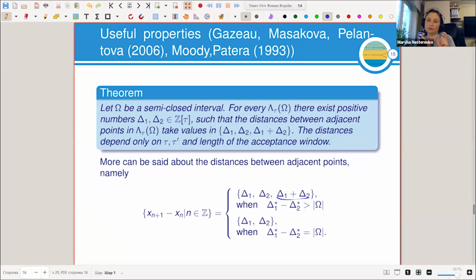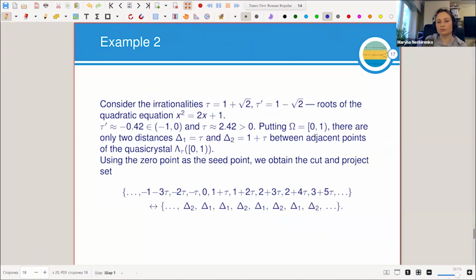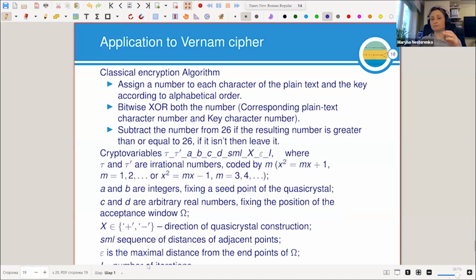But it depends on the relation between the distance and the size of the acceptance window. In some cases, we can construct a quasicrystal that will have only two different distances between adjacent points in one dimension. And this property allows us to construct keys for the Vernam cipher. I will skip these details of how it's constructed. You see, I showed you an example of a quasicrystal with only two distances. One of these distances can be considered as true and the other as false. And then we can construct a key of any length for a Vernam cipher.